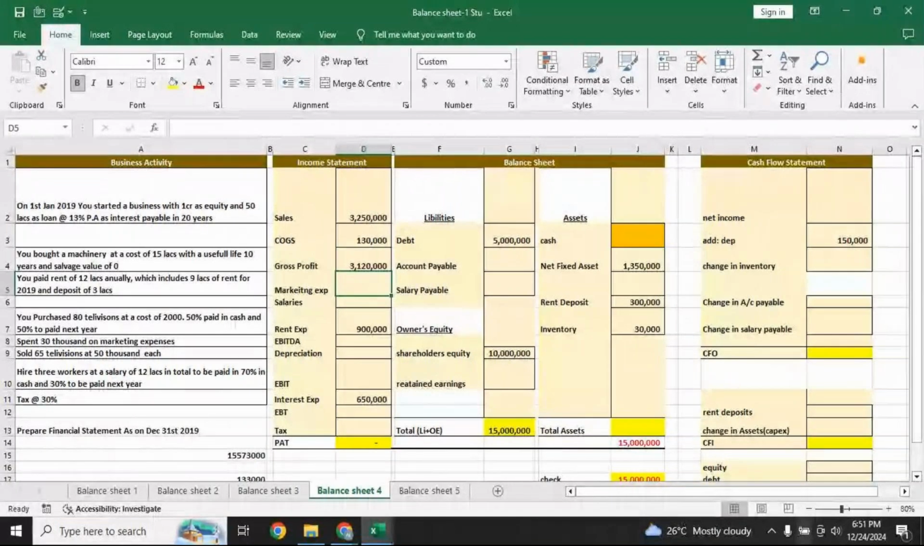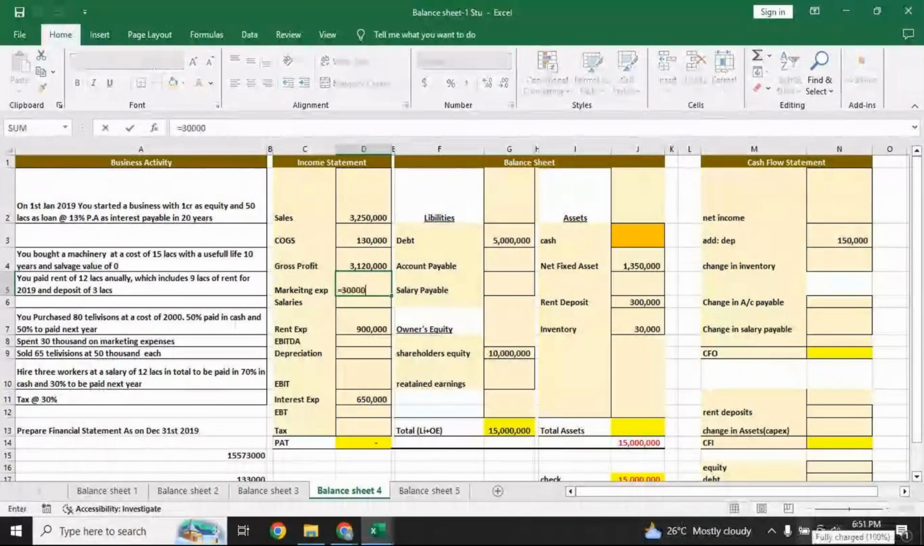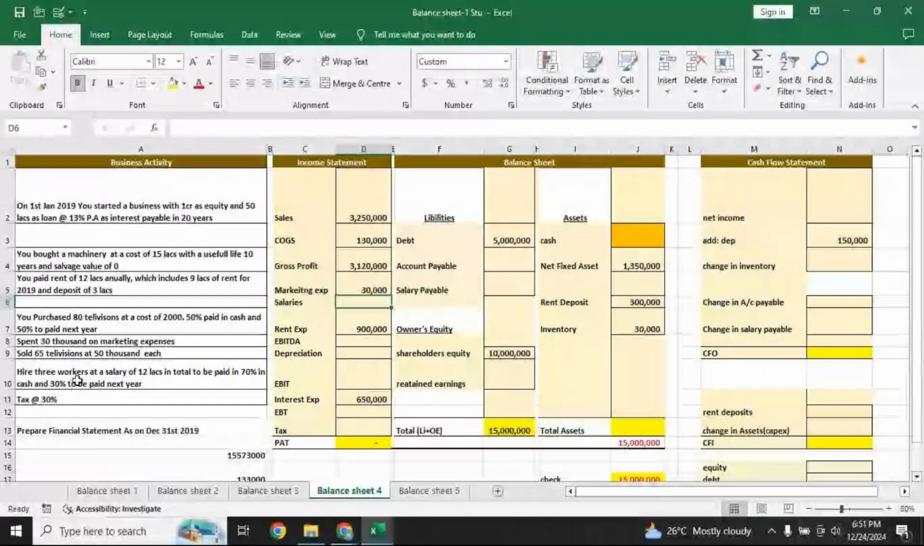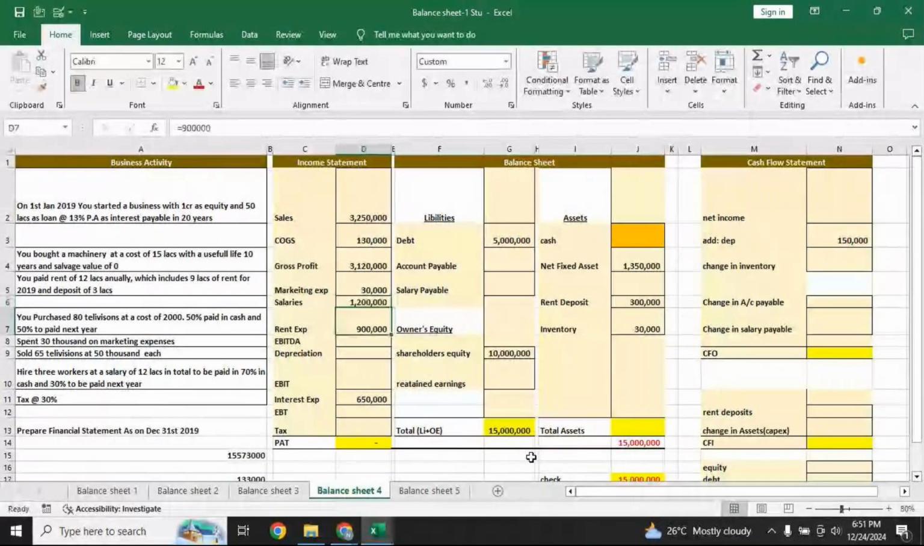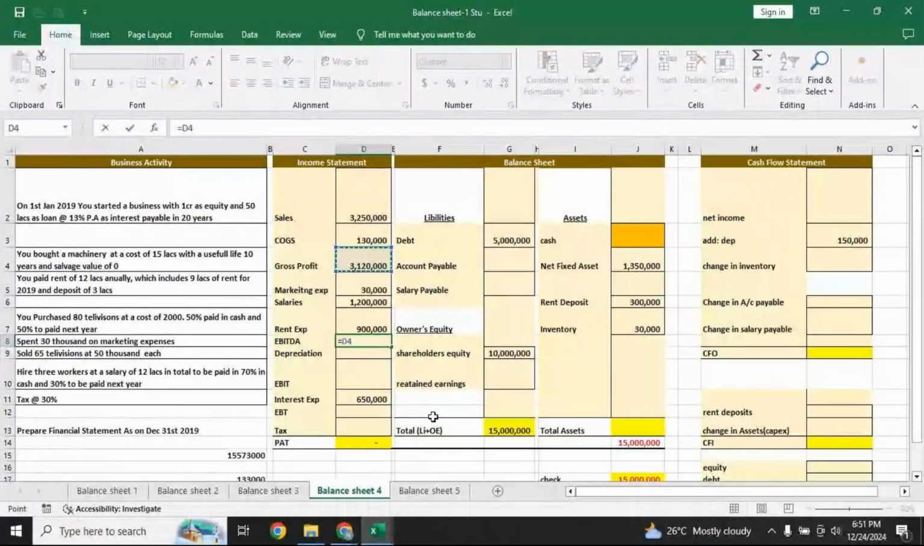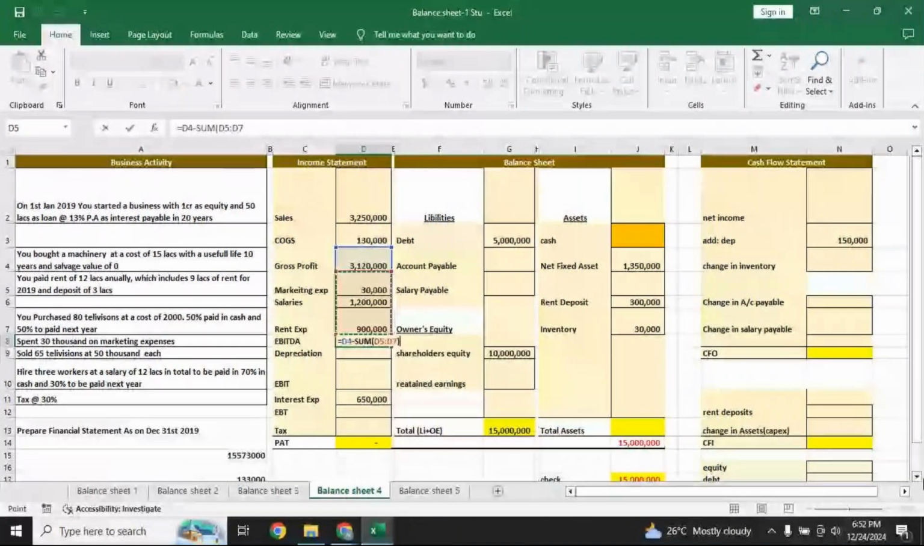So salary 12 lakh rupees, which I paid 70% in cash and 30% will be paid later. 70% in 12 lakh. Sorry, 12 lakh. So this will be minus sum of all these expenses. So this will be my EBITDA.